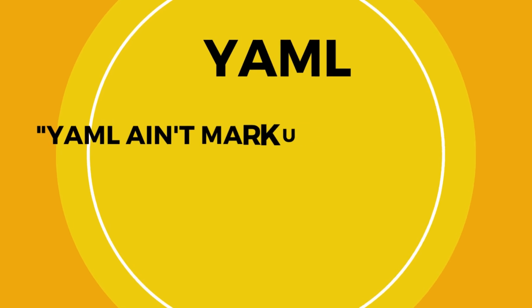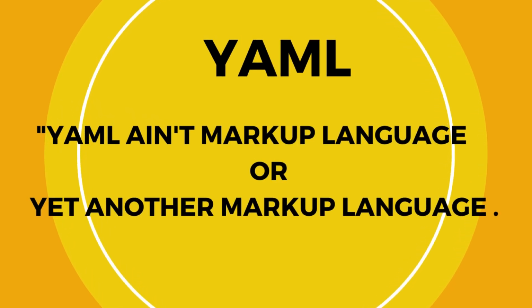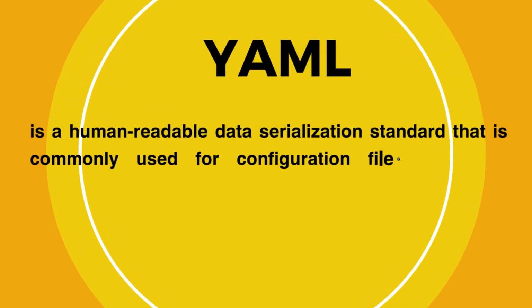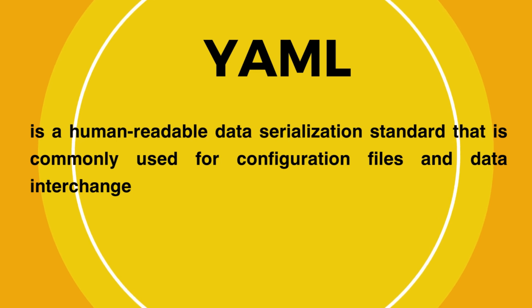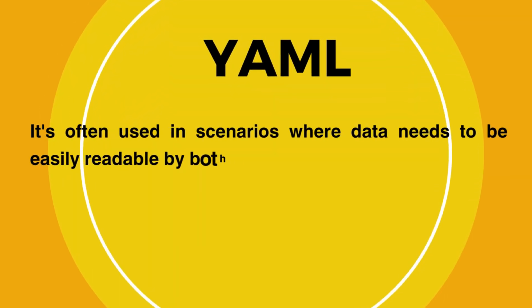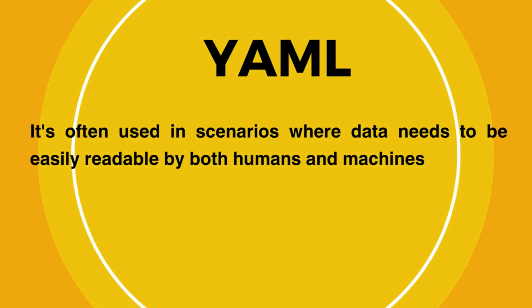YAML, which stands for YAML Ain't Markup Language or yet another markup language, is a human-readable data serialization standard that is commonly used for configuration files and data interchange. It's often used in scenarios where data needs to be easily readable by both humans and machines.